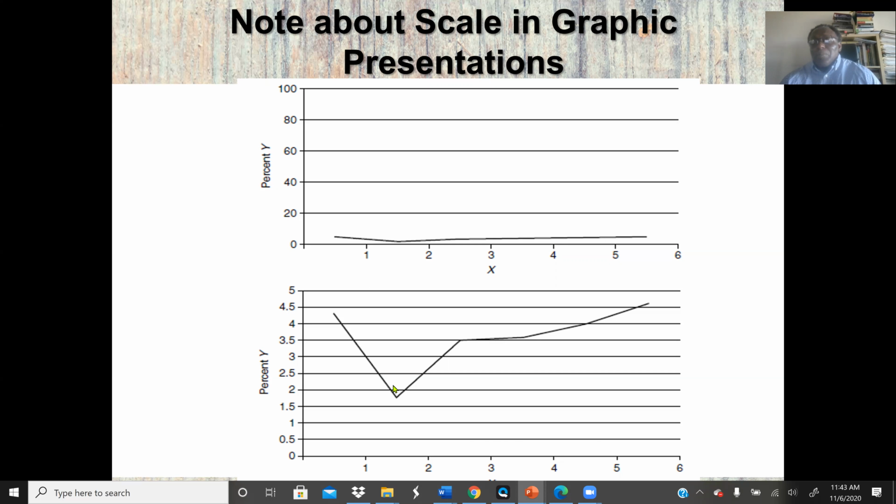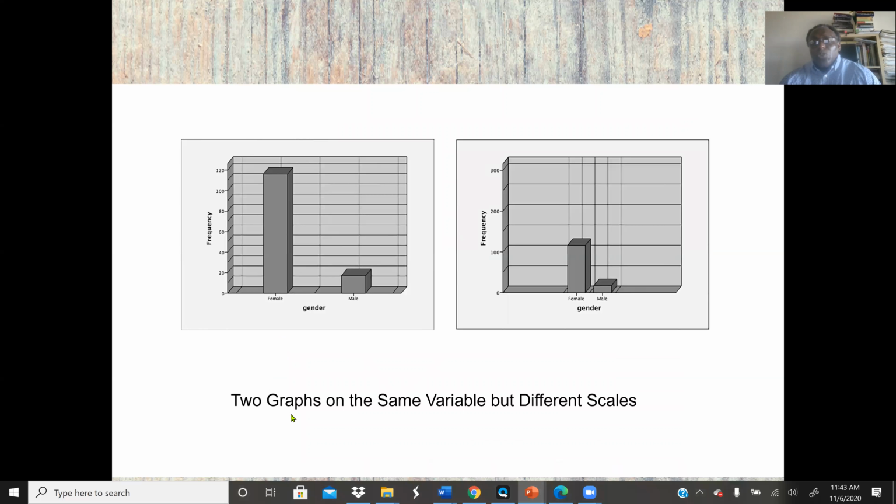And the second one is the perfect one. So we have two graphs on the same variable but with different scales. When the Y scaling is very small, we can see the difference between the two. But when the scale increases on the Y axis, the bars also decrease. If we increase the scaling more, you will see that the bars will keep decreasing.